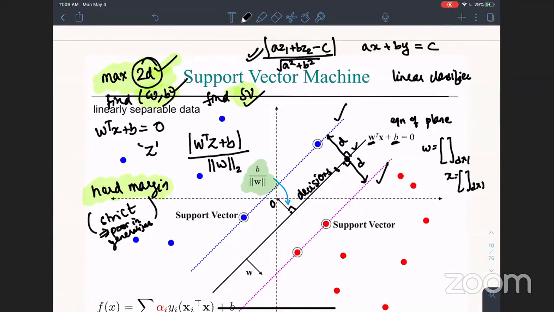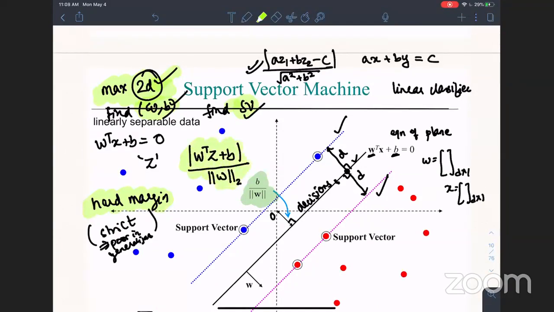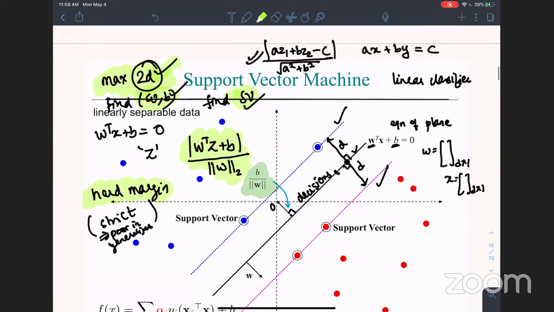Okay, let me tell you this. Origin is an easy point, right? I just wanted to motivate what a distance from origin to a plane was. Generally speaking, the generalized form is this one: W transpose Z plus B, where Z is any point in the space, right? So we'll talk about that. We will use this formula to calculate this 2D, if that helps.